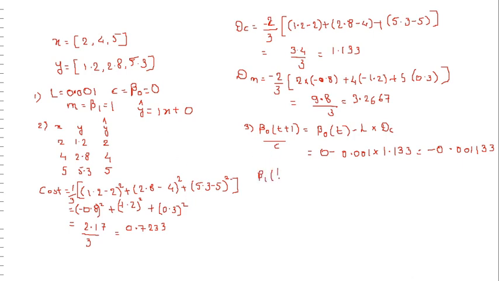Then similarly, let me find the value of beta 1, that is nothing but the new value of my m. So the old value of m minus L multiplied by dm. This is what I have to do. Now, what is my older value?